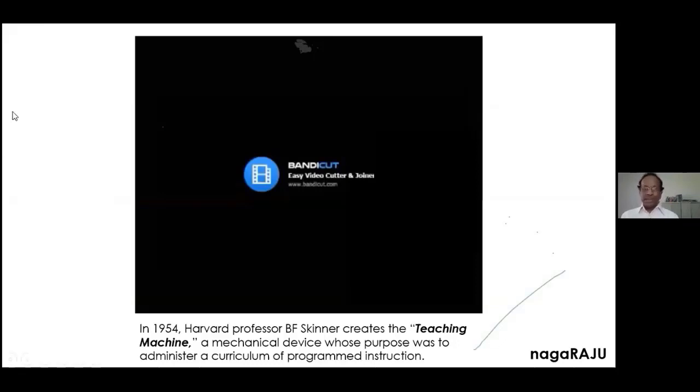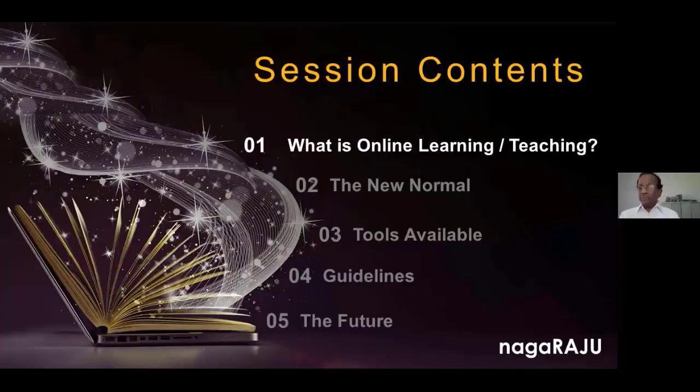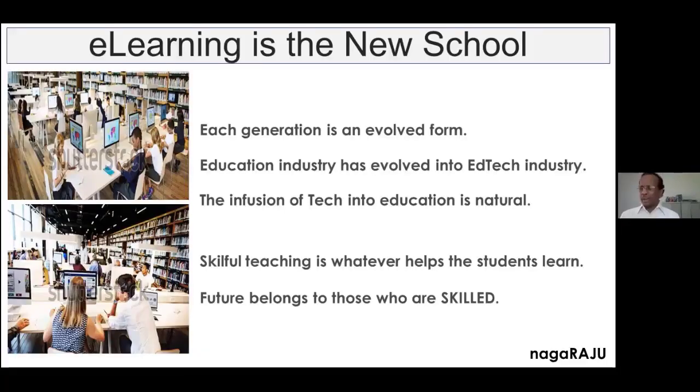Let's move on from here. The second part of my presentation is the new normal. What is this new normal? Each generation is an evolved form of the previous generations. So every generation, since life began on Earth, man has been evolving, life has been evolving, otherwise we would not have been where we are today. And if the modern generation is giving us these technological tools, this is a part of the evolution that has been happening. So we have to accept this.